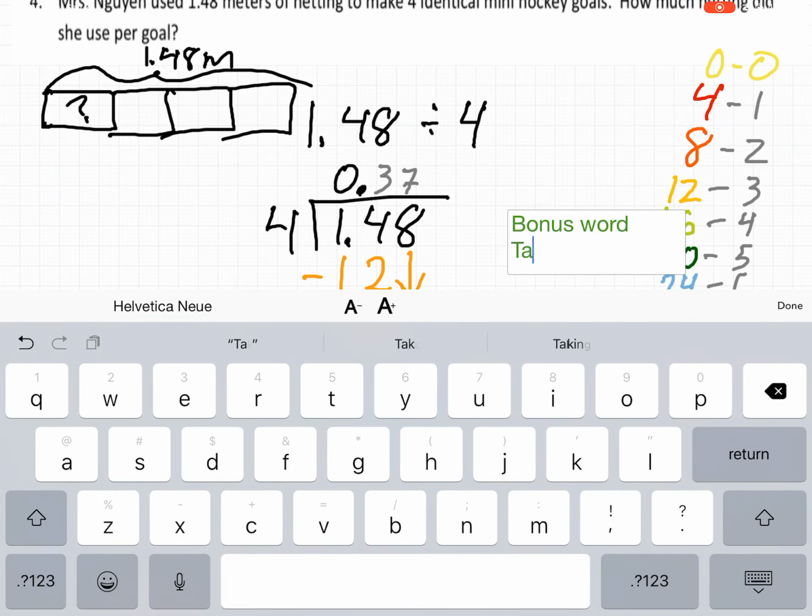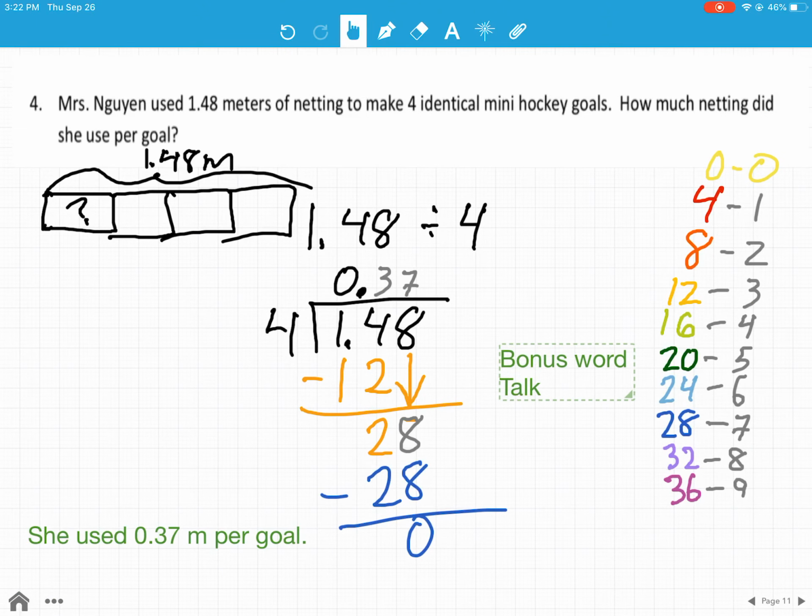Today's word, bonus word. Talk. All right.